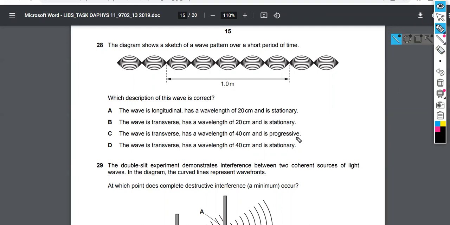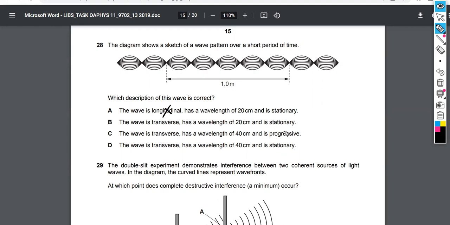Which description of this wave is correct? Nothing about this wave says that it's longitudinal. We've talked about sound waves being represented as transverse waves because it's easier to draw. So if it said the diagram shows a sketch of a sound wave, which is represented by the pattern shown here, then okay, sound is longitudinal. But if it's drawn as a transverse wave, they don't give us any clue that it's longitudinal. We can discard that as incorrect.